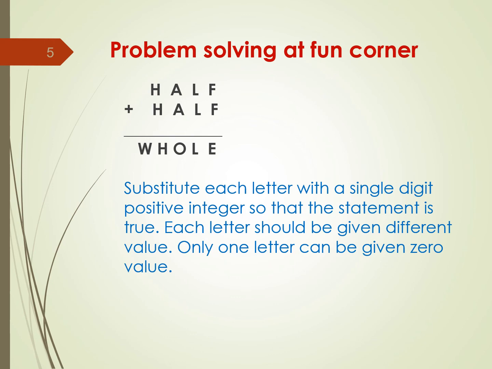This is one of my favorite questions. Half plus half is equal to whole. Substitute each letter with a single digit positive integer so that the statement is true. Each letter should be given a different value. Only one letter can be given 0 value. So they have to choose for which letter they can give 0.